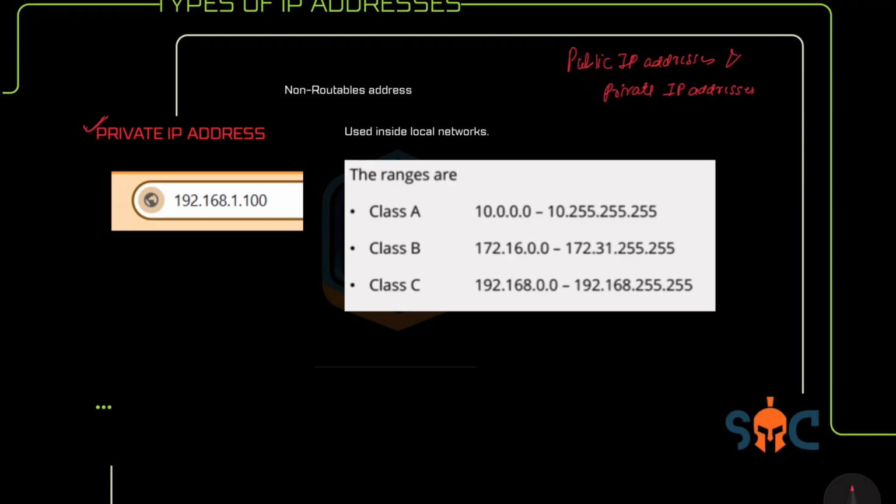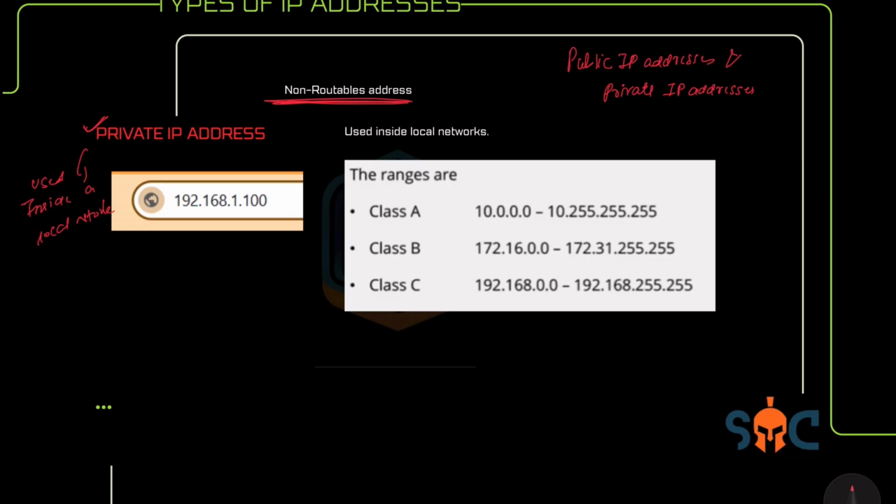Private IP addresses are used inside a local network, like home networks, office networks, schools and colleges. These IP addresses cannot be accessed directly from the internet, and they are non-routable addresses.